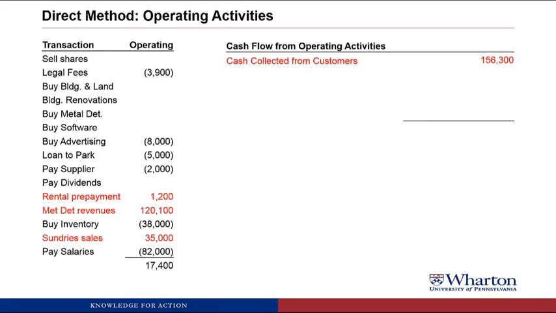So first, I'm going to take all the cash that we collected from customers. We received cash on the rental prepayment from the Penn Antiquities Club, the revenues that came in cash from metal detector rentals, and then the $35,000 of cash from the sundry sales. You add that together and we have cash collected from customers totaling $156,300.